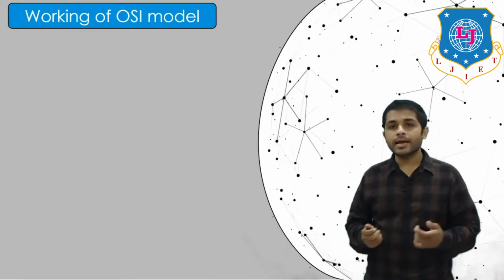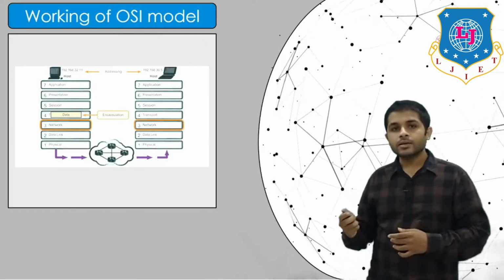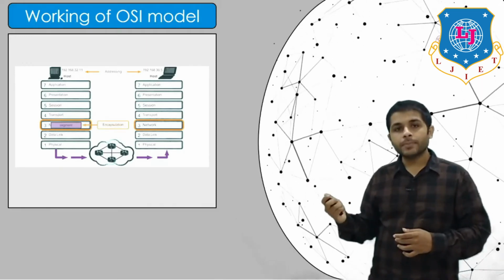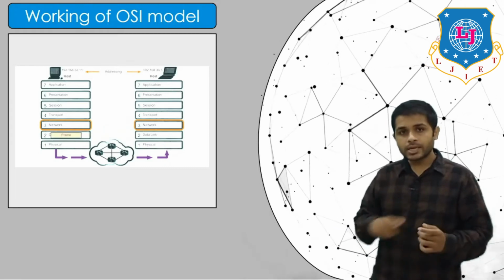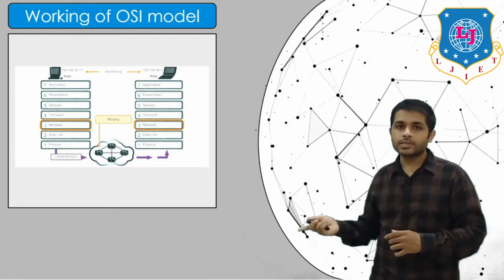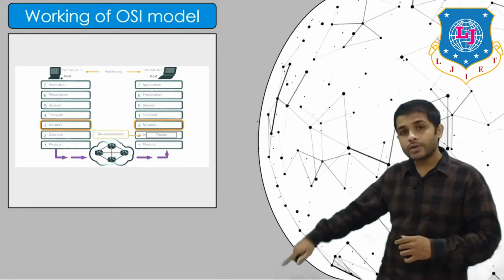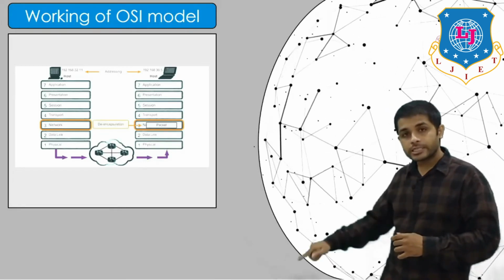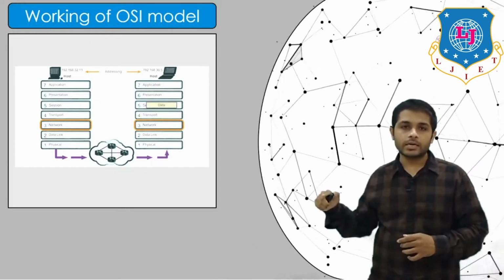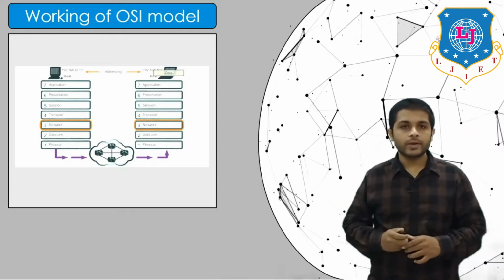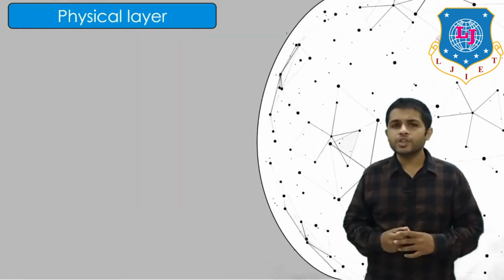Let's see the animation so you can have a clear idea. When data is sent, it will pass from the top layer to the bottom layer, and it will be sent through all the networks to the receiver. And when the receiver receives data, the data will flow from the physical layer to the application layer. So the direction of data is changed, right? Let's see the working of each layer in brief.